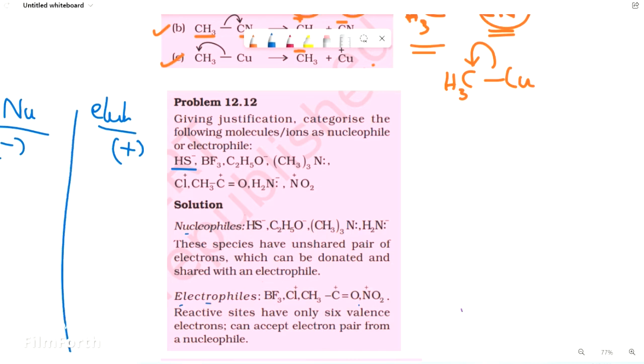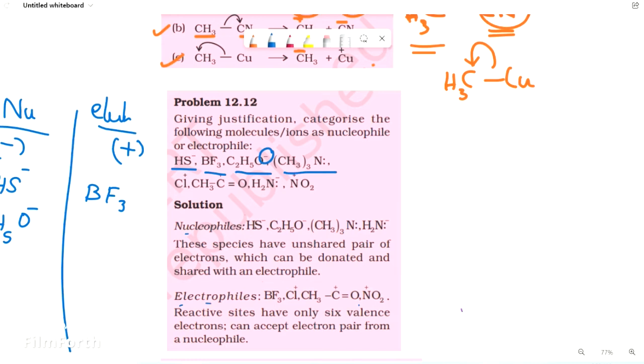Whenever you get a species like this, you have to check which one has the negative charge and which one has the positive charge. That's the direct hint we can use for classifying electrophile and nucleophile. So SH minus is a nucleophile. Now BF3. BF3 is an electron deficient molecule, as we discussed previously. Electron deficiency comes under electrophilic species. C2H5O minus has one negative charge, so it comes under the category of nucleophile. Now CH3 thrice N. Next question: CH3 thrice N.